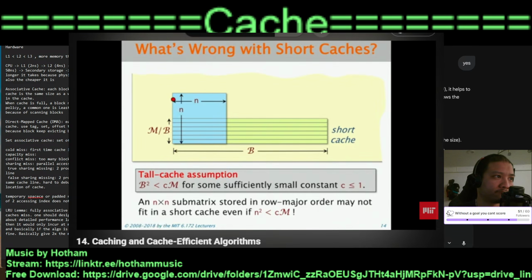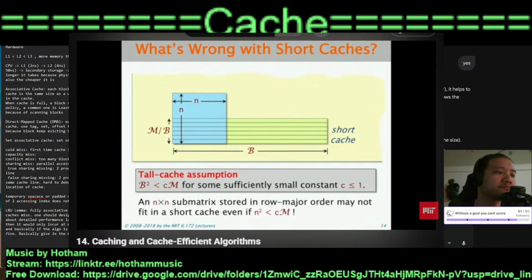So we have n rows here, but we can only fit M over B of the rows in the cache because the cache lines are so long, and we're actually wasting a lot of space on each of the cache lines. We're only using a very small fraction of each cache line to store the row of this submatrix.